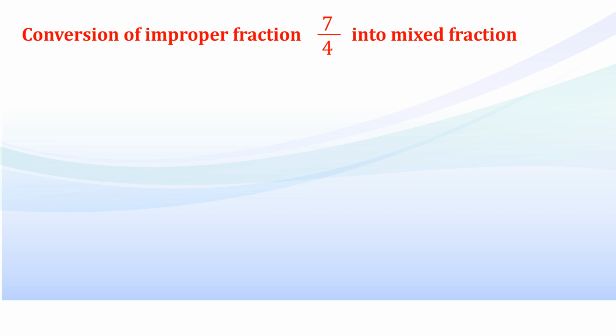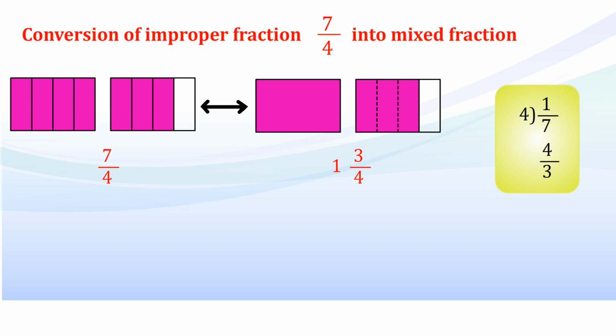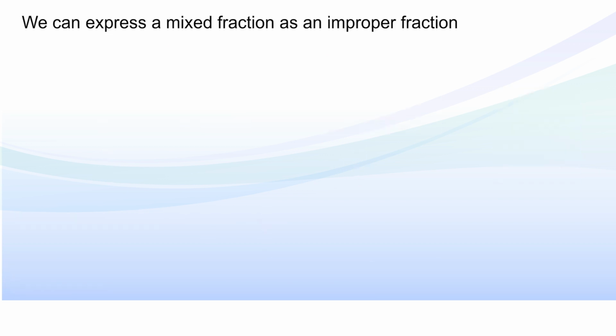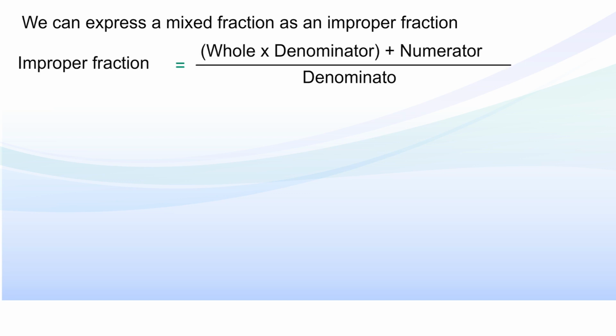Conversion of improper fraction 7 by 4 into mixed fraction. 7 by 4. 1 3 by 4. The mixed fraction of 7 by 4 is 1 3 by 4. Mixed fraction can be expressed as improper fraction and improper fraction can be converted into mixed fraction. We can express a mixed fraction as an improper fraction. Improper fraction equals whole into denominator plus numerator by denominator.